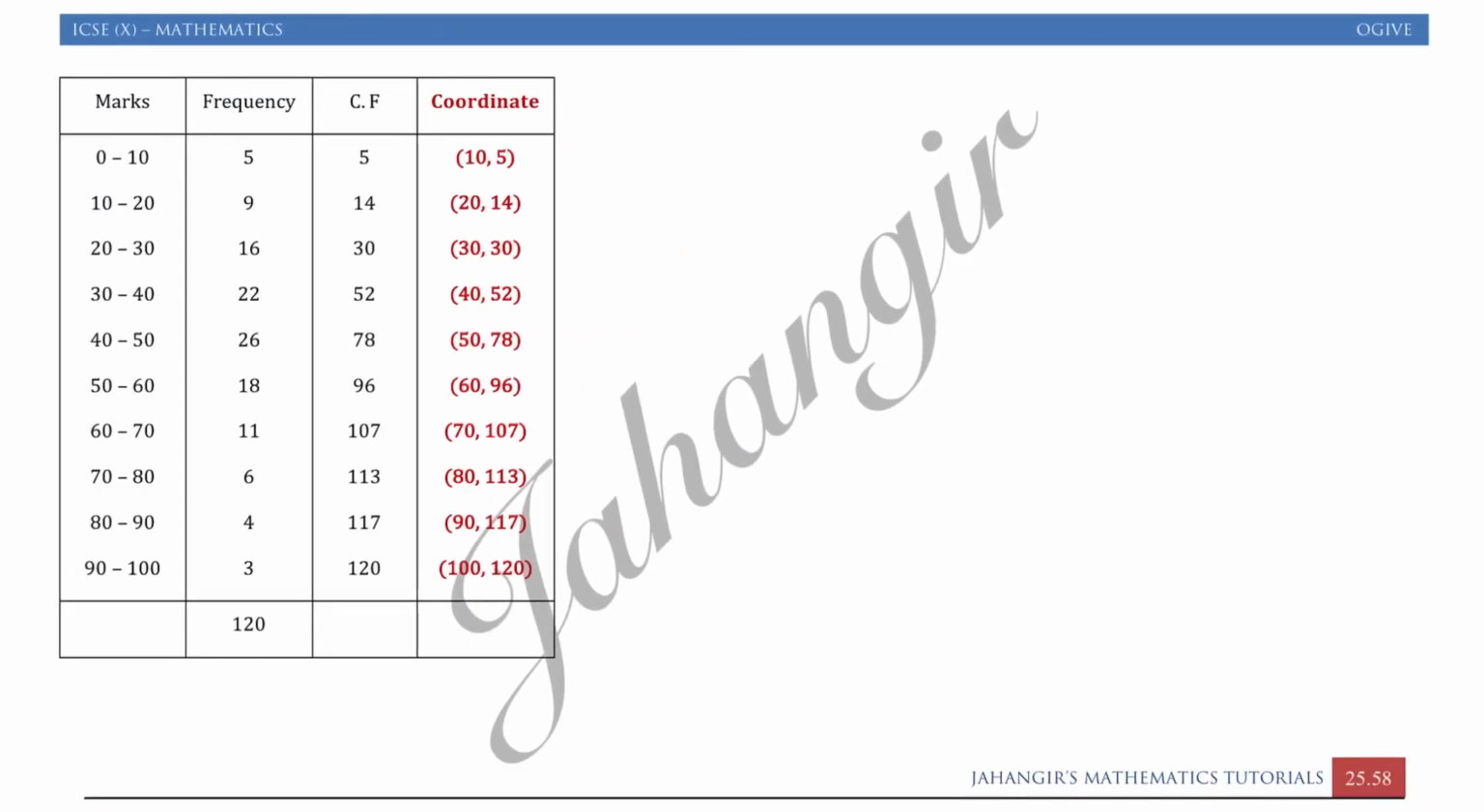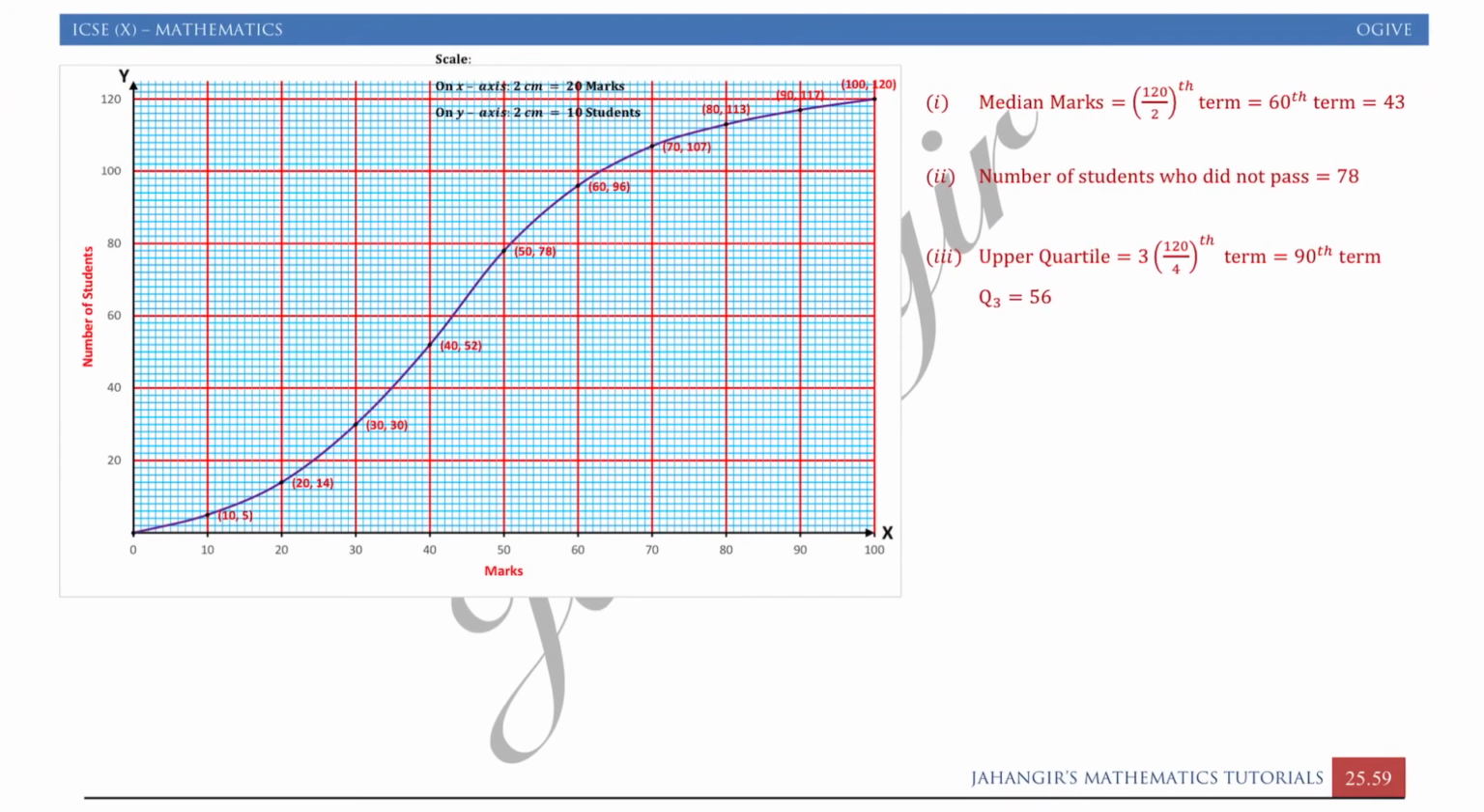If you had noticed, most of the questions are very common. Find the marks, frequency, CF, and coordinates. Write it down. Draw the graph taking scales. On the x-axis, the scale should be written on the graph paper. On the x-axis, 2 centimeter is equal to 20 marks. On the y-axis, you can take 2 centimeter is equal to 20 students.